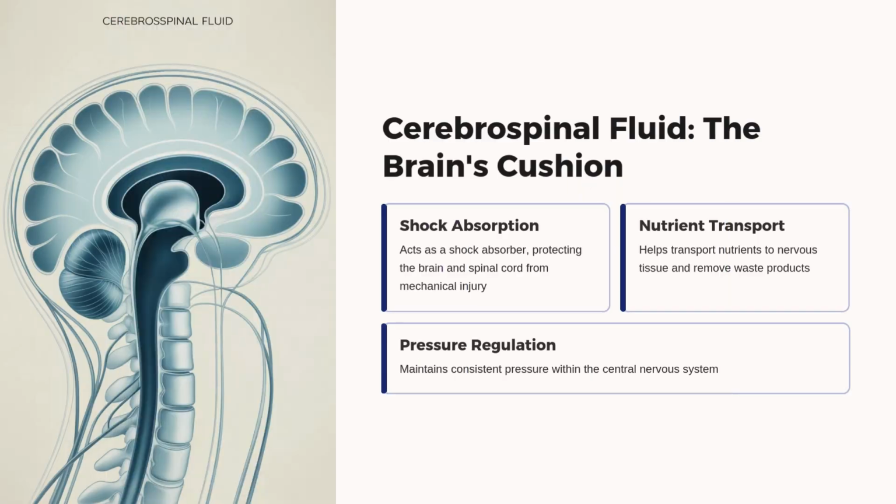Cerebrospinal fluid, the brain's cushion. Shock absorption. Acts as a shock absorber, protecting the brain and spinal cord from mechanical injury. Nutrient transport. Helps transport nutrients to nervous tissue and remove waste products. Pressure regulation. Maintains consistent pressure within the central nervous system.